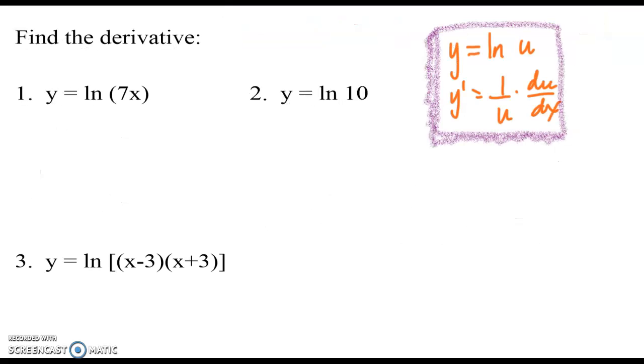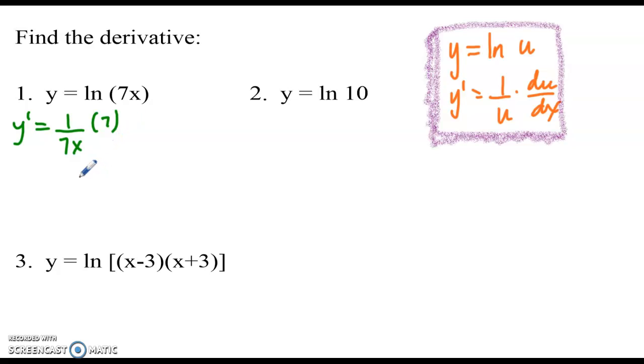Okay, let's get back to finding the derivative then of the natural log. I've rewritten the rule here in this box. So if y is equal to the natural log of u, then the derivative of y will be 1 divided by u, whatever you're taking a natural log of, multiplied by the derivative of u with respect to x. Okay, let's have a try. So here the derivative of y will be 1 over u, in this case u is 7x, multiplied by the derivative of u, which is 7.